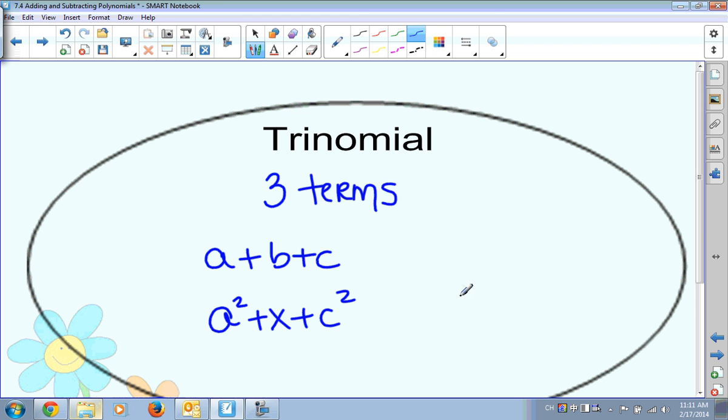Can we have minus signs in here? Sure. X squared minus x minus 6. These are all different. They're not like terms. We can't combine them because this is a square. This is just to the power of 1, and this is a whole number. So we can't combine any of these. So this is a trinomial.